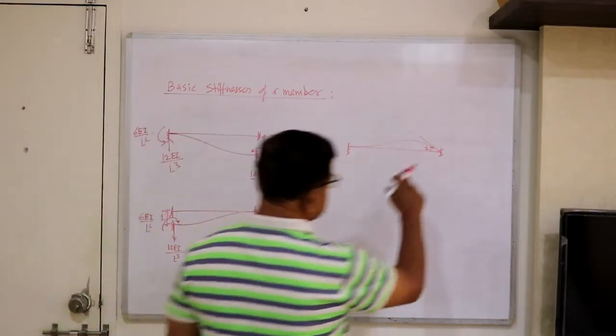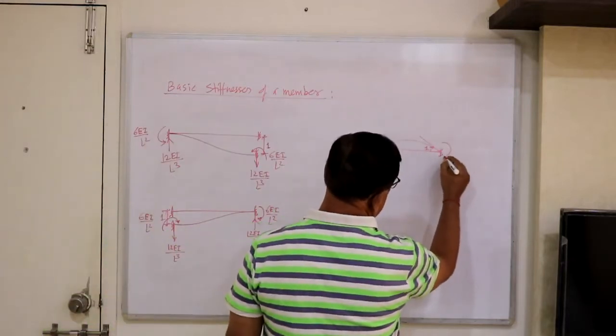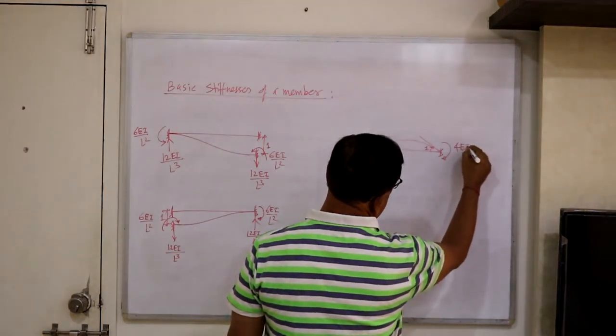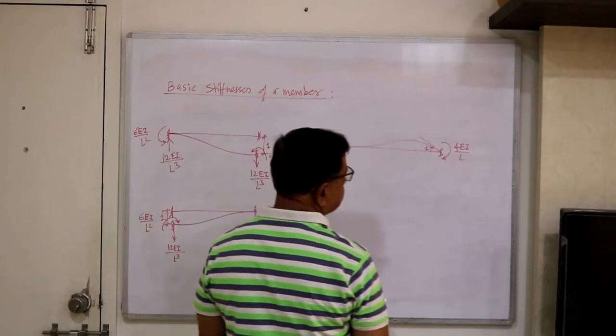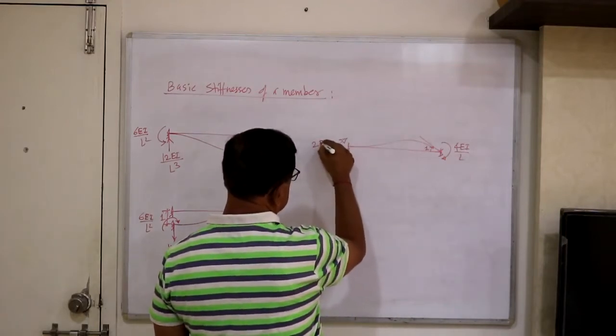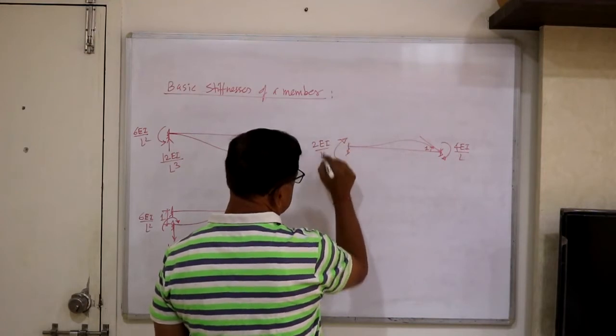Similarly, if a rotation is introduced, and the rotation is clockwise, then the clockwise fixed end moment developed here is 4EI/L, and at the far end the clockwise moment developed is half of that, 2EI/L.